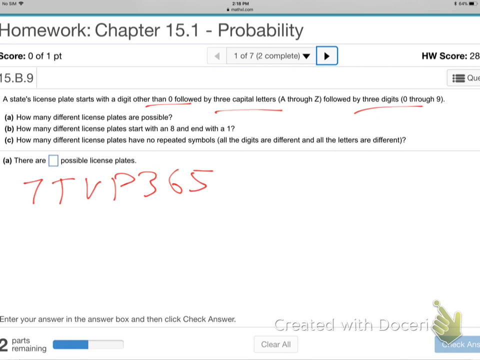So how many are possible? How many different license plates are possible? That seems like a weird and difficult question, doesn't it? It's actually not that hard. Basically, think with me this way for a minute. What if I said, hey, I'm getting dressed in the morning. I have 3 different pair of pants, and I have 5 different shirts I can wear. How many different outfits can I wear?